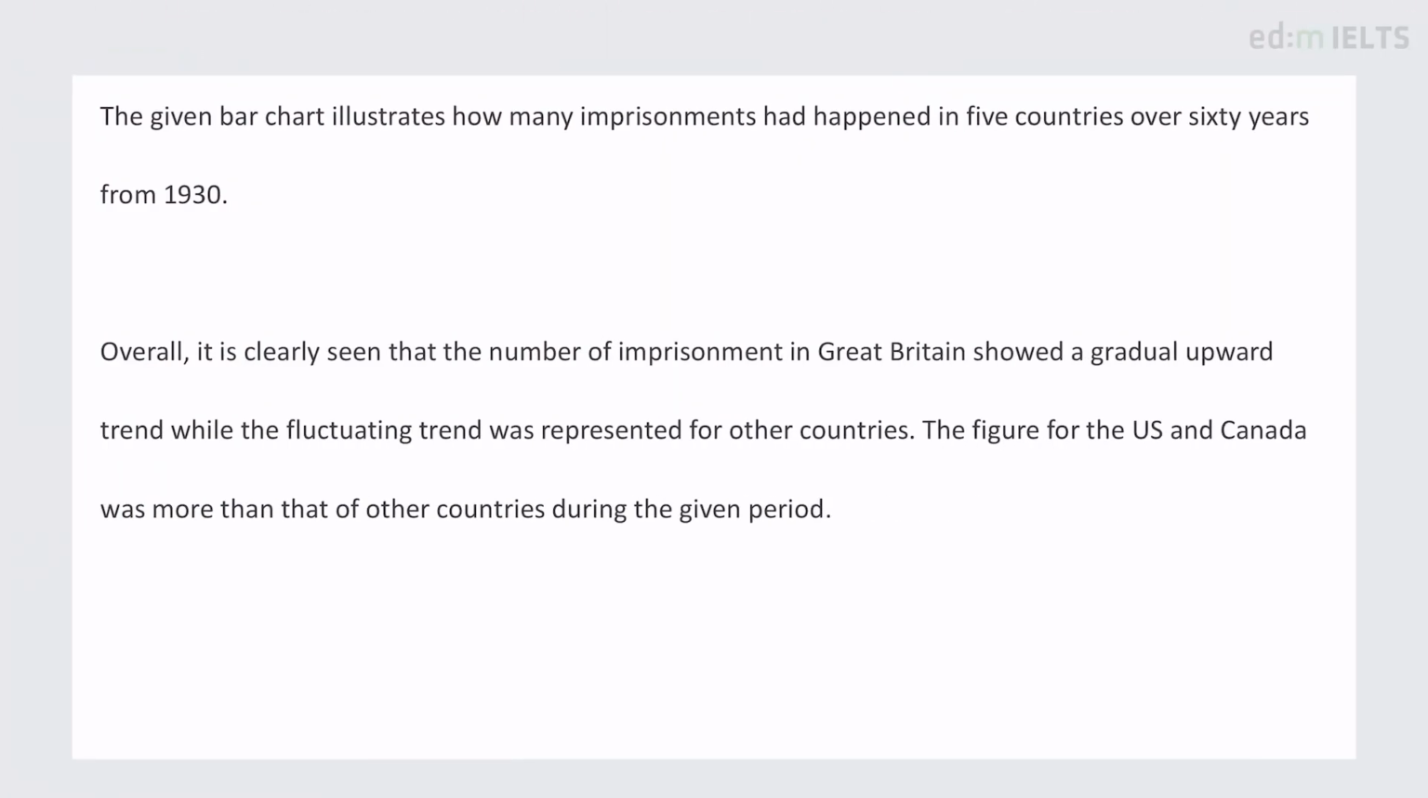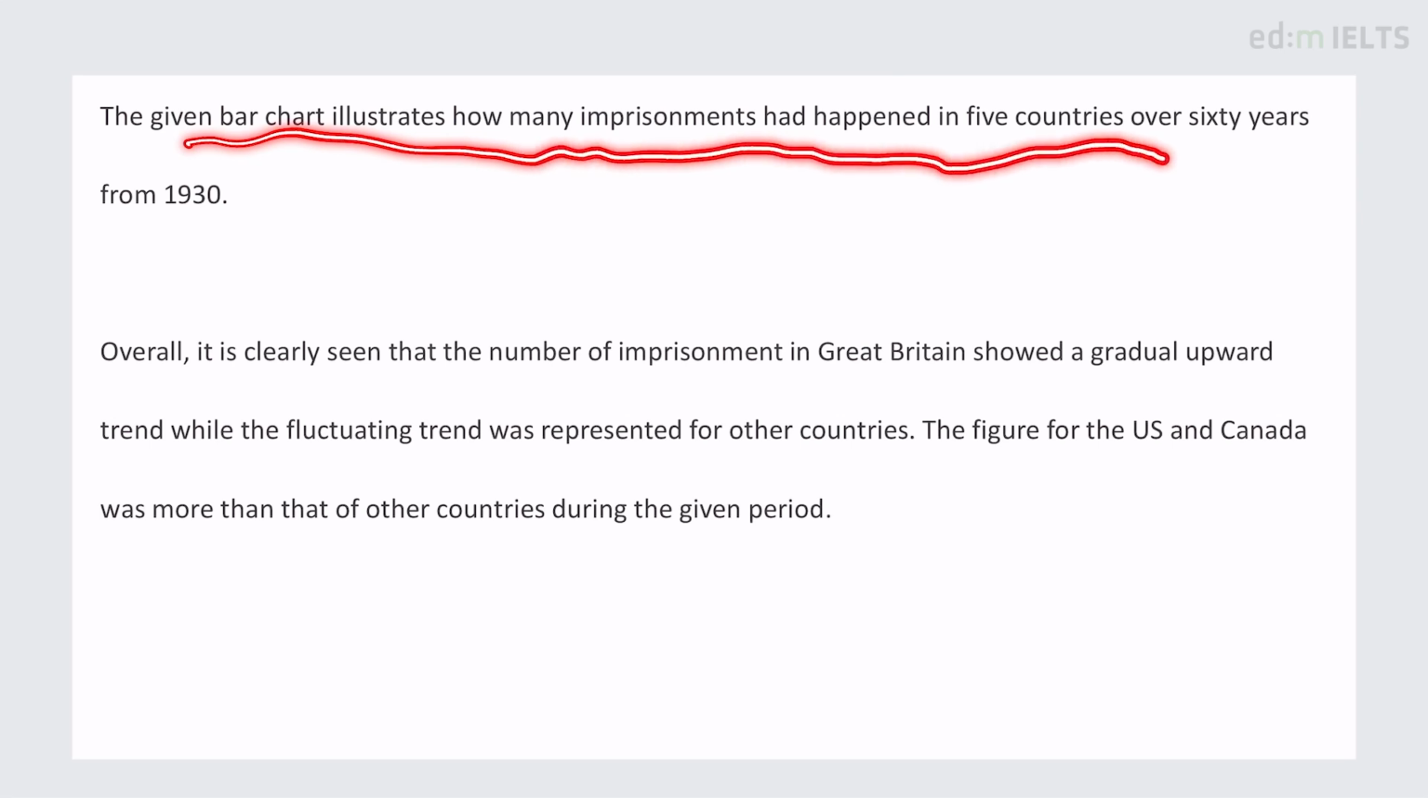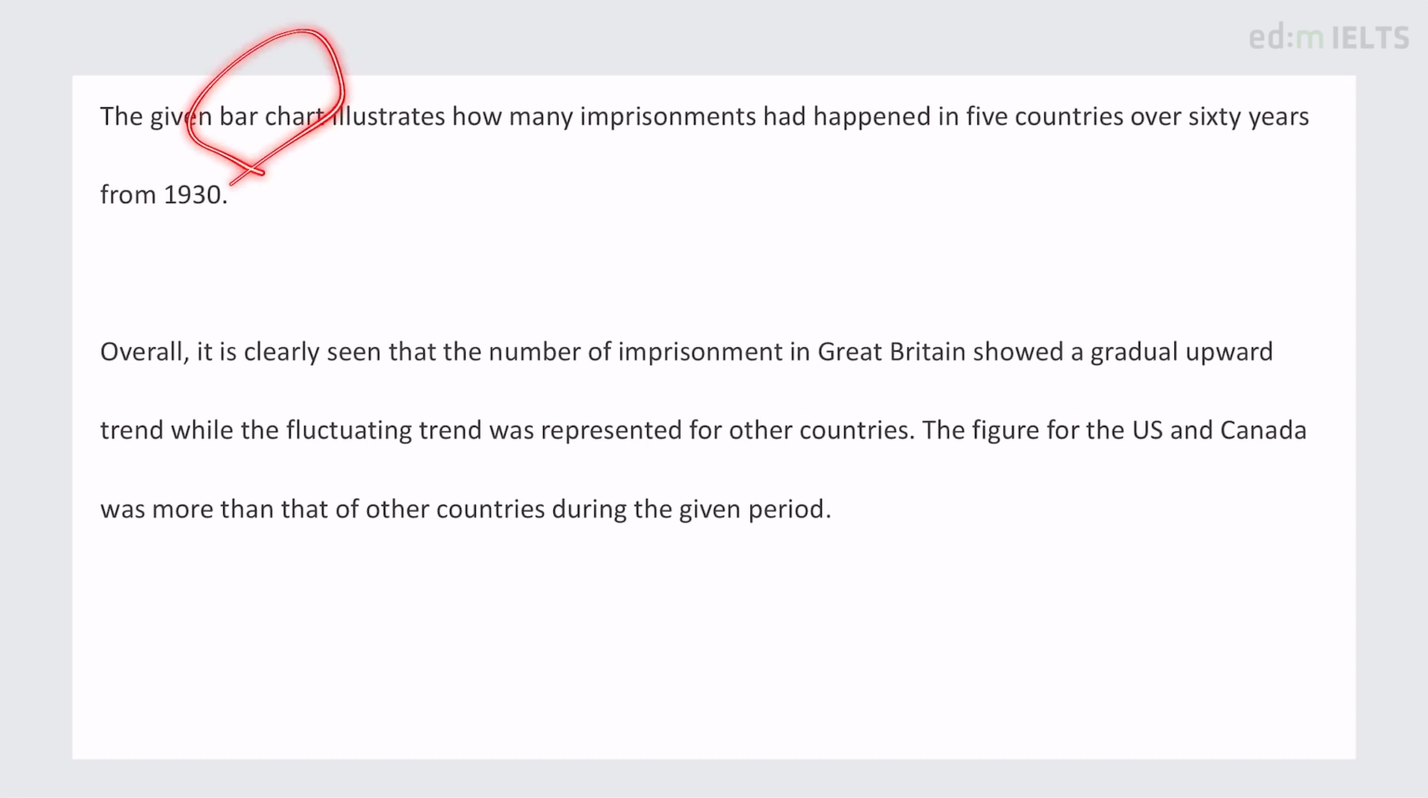So let's take a look at this. "The given bar chart illustrates how many imprisonments had happened in 5 countries over 60 years from 1930." Yeah, it is a bar chart. It does show how many imprisonments, but there are a few awkward things. Imprisonments don't really happen. It's not a natural collocation. We can say how many people were imprisoned or something like that. Just how many imprisonments there were.